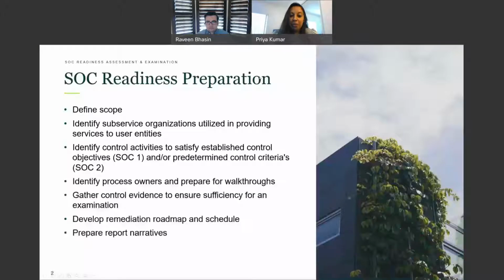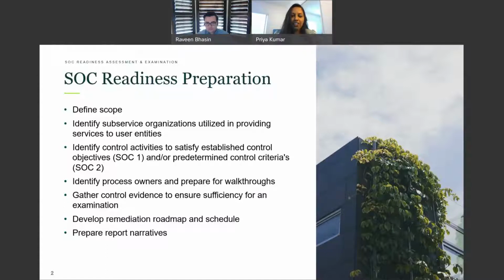So today we're going to talk about readiness assessment. So what is the purpose of a readiness assessment? An assessment is designed to assist a service organization to assess how prepared they are for a SOC examination. So regardless of whether a company is looking to get a SOC 1 or a SOC 2, there are processes that need to be walked through and documented and controls that need to be identified.